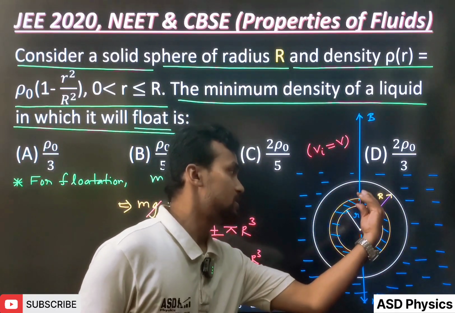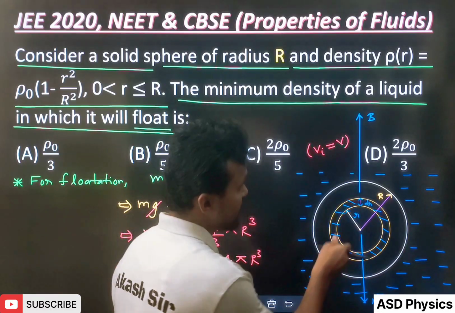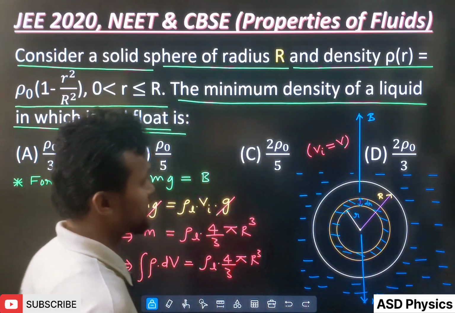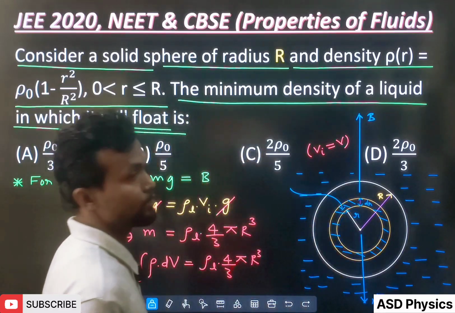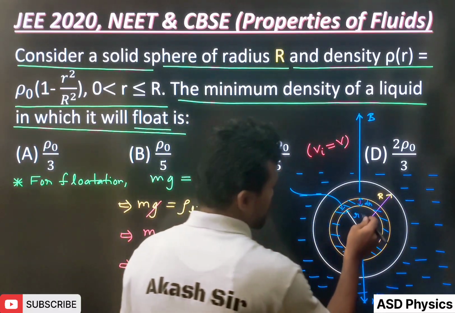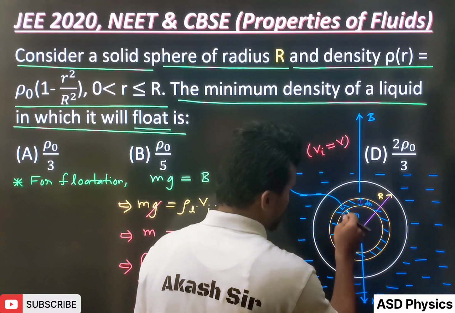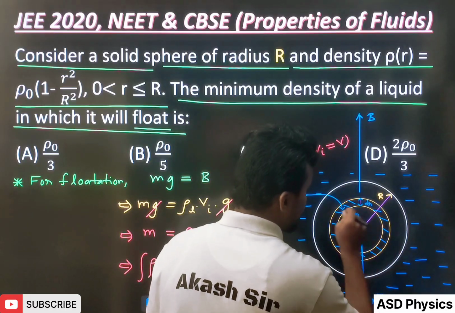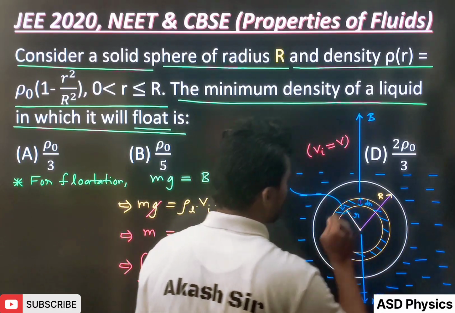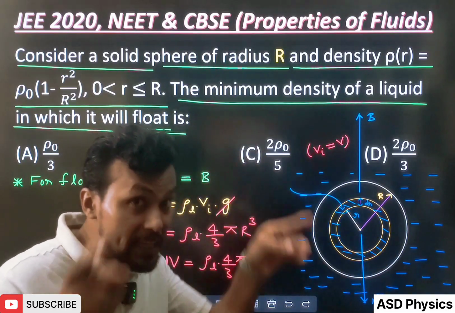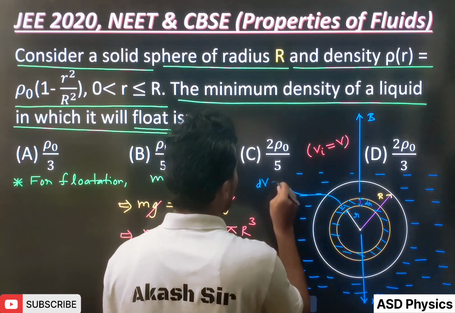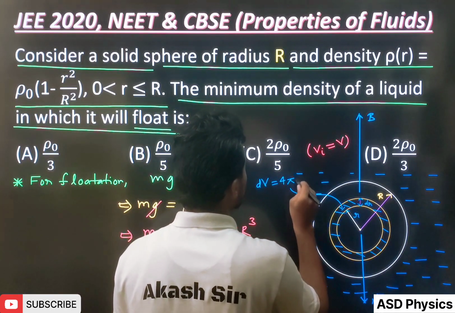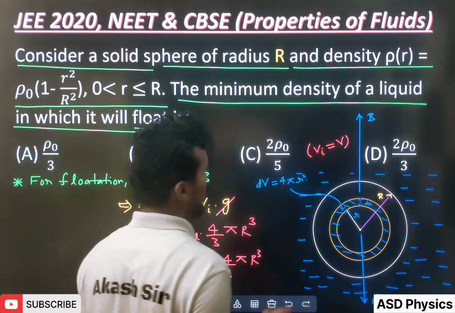How much is the thickness of the ring? dr. What is the inner radius? Small r. So if I talk about the volume of this ring, you know very well, now this inner hollow sphere is there. What is the area of the inner hollow sphere? You know very well, 4 pi r square.